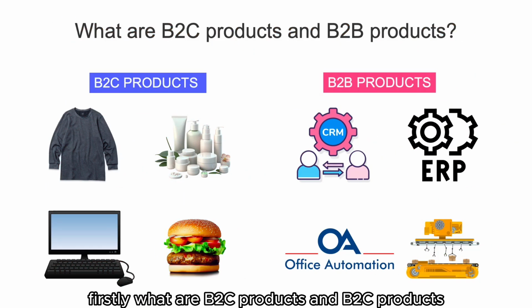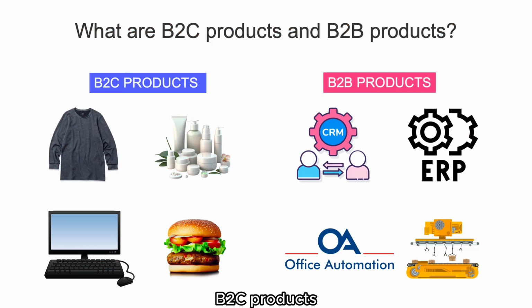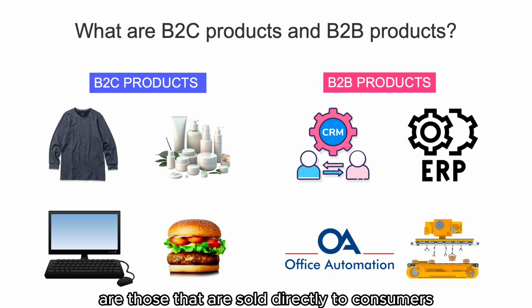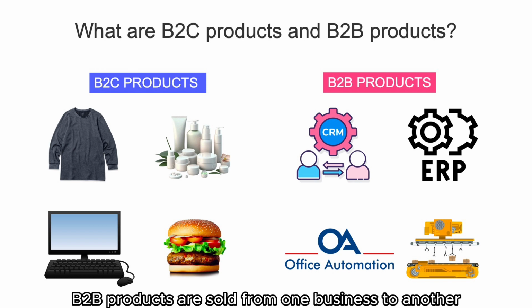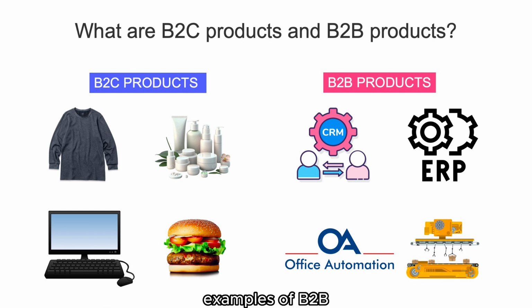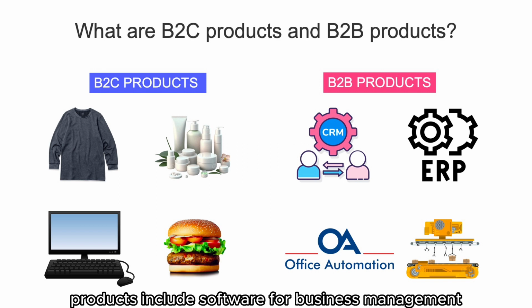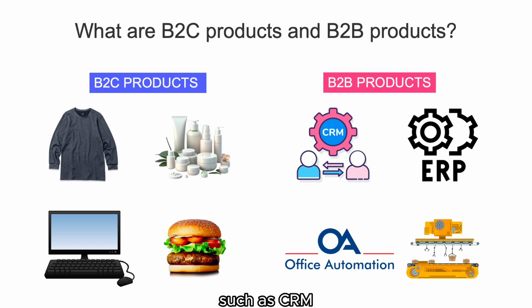Firstly, what are B2C products and B2B products? B2C products are those that are sold directly to consumers. Examples of B2C products include clothing, electronics, personal care products, and food and beverages. On the other hand, B2B products are sold from one business to another. Examples of B2B products include software for business management such as CRM, ERP, office supplies, and manufacturing equipment.